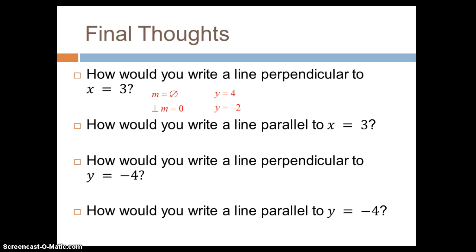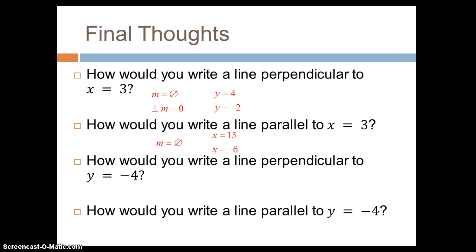Now let's think about what we are going to do when it's parallel to that. So parallel to a vertical line is going to be another vertical line, which means my slope is still going to be undefined. And any line that's got an undefined slope is going to be parallel. So x equals 15, x equals negative 6, x equals negative 106. Any of those would be parallel to the given line.